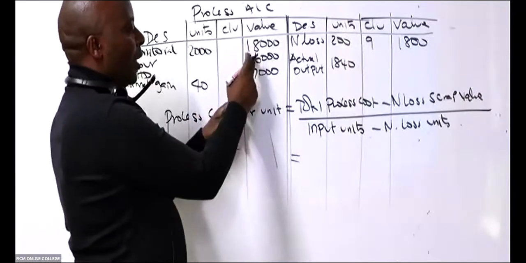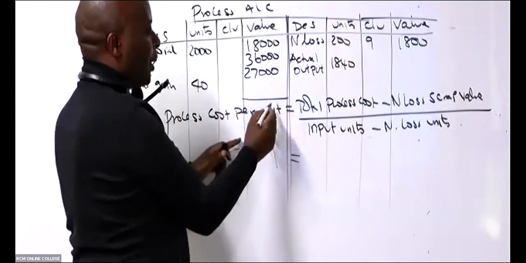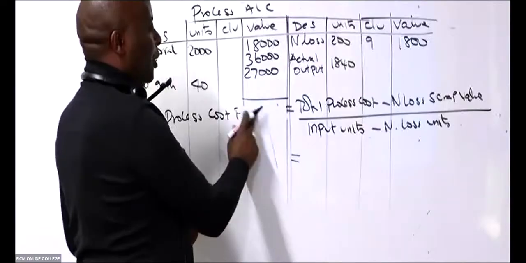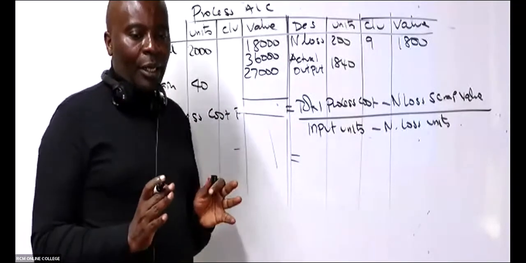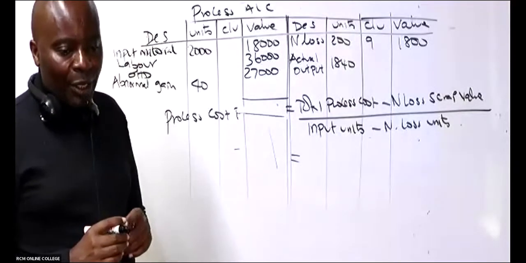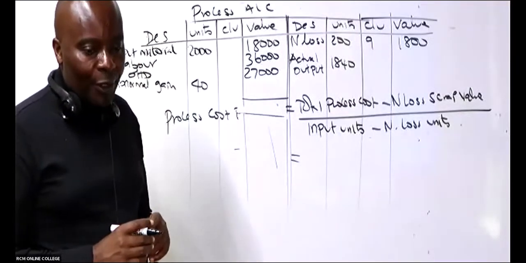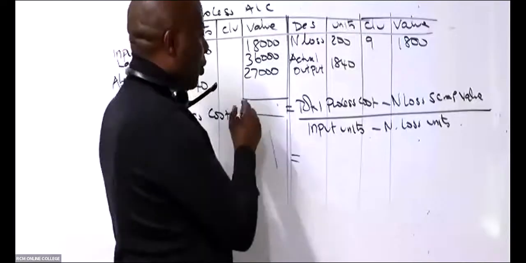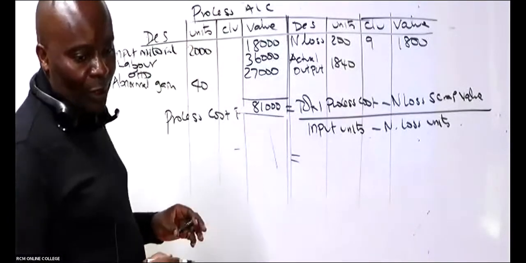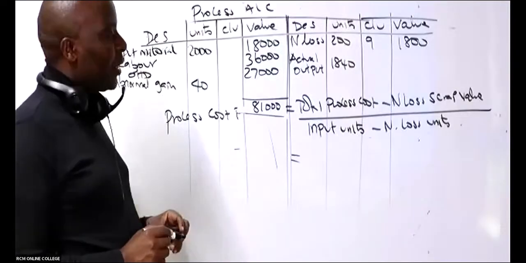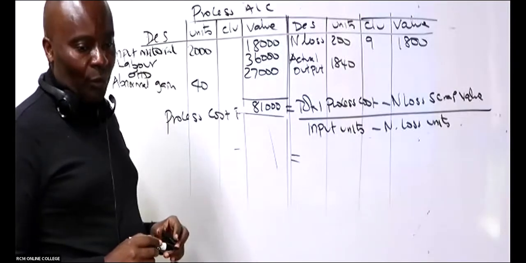So is there somebody who is able to give me the total process cost by adding these three? Please, can somebody give me the total process cost by adding the three? Because costs are normally debited. So somebody is giving me 81,000. I don't know whether this figure is correct. Is that figure correct? I think so.